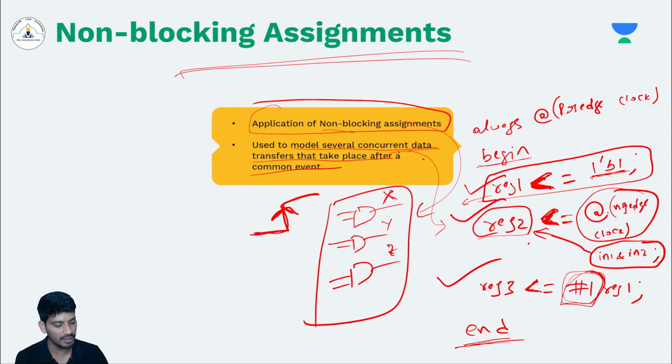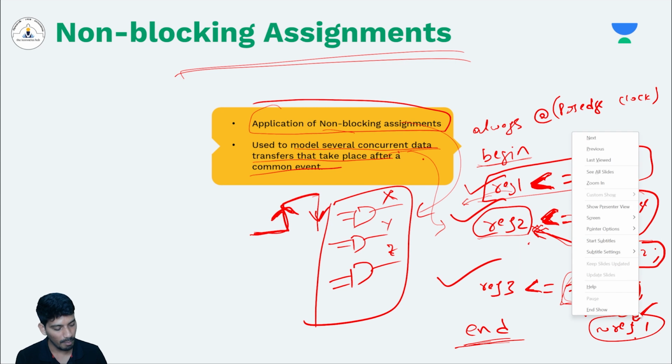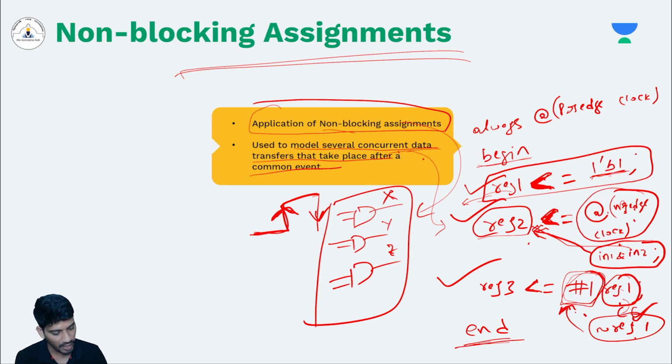What is this event? At the negative edge of clock. When there is a negative edge of clock, then only it will assign this to register 2. Similarly, it will execute register 1 data, whatever data or expression you give here, let's say, negation of register 1. It will execute this statement at time equals 0, but it will wait for this 1 nanosecond or 10 nanosecond, whatever delay you give, it will wait for that amount and then it will assign to register 3, right?